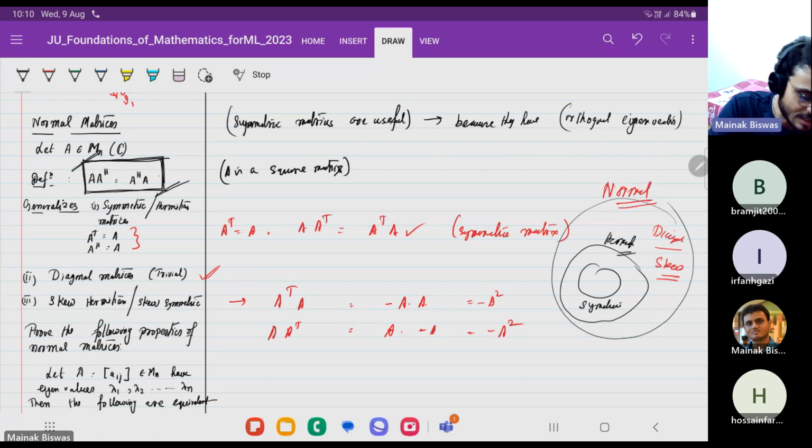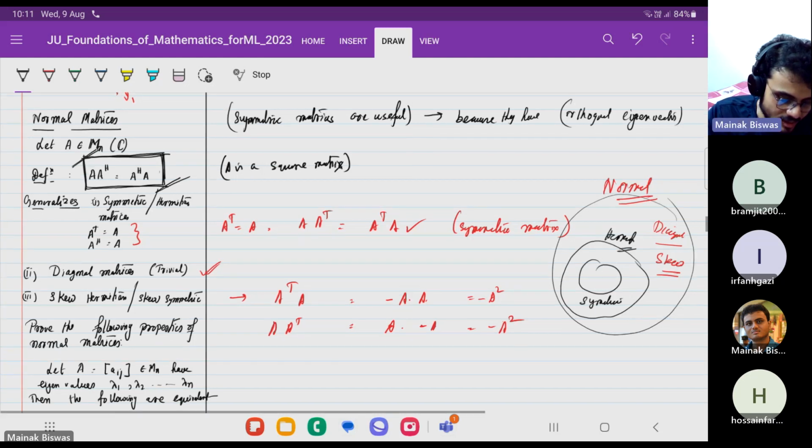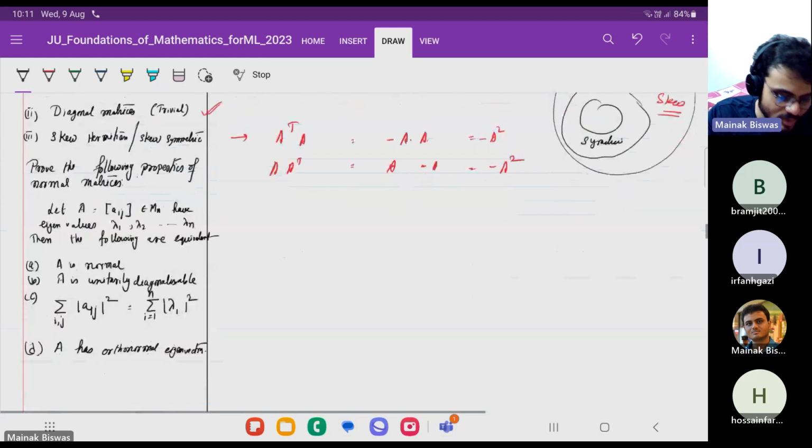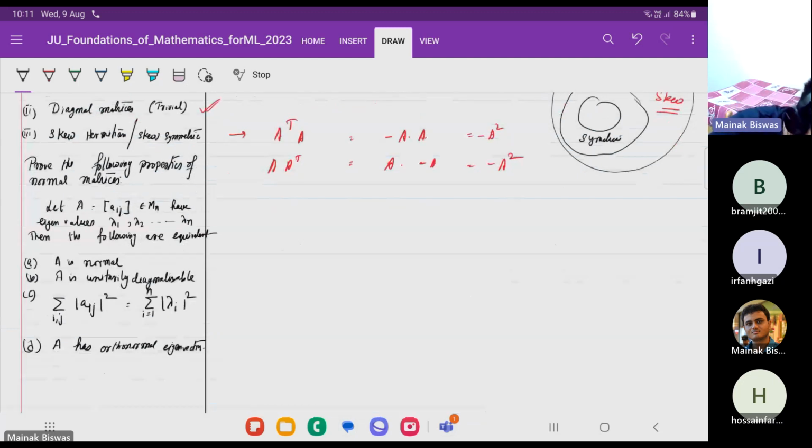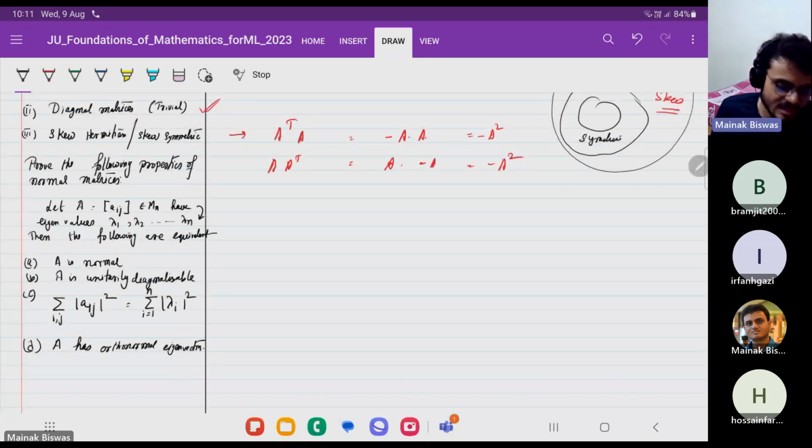So what is the definition? The definition is A A Hermitian is equal to A Hermitian A. Does everyone see that this acts as an umbrella for all the types of matrices that you have heard are very useful, right? Okay, if you are happy with it, now let's see some of the properties of these normal matrices. So we'll be showing, say a normal matrix A has n independent eigenvalues, lambda 1 through lambda n. We'll be showing that the following statements are equivalent.